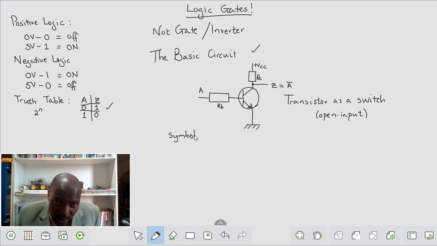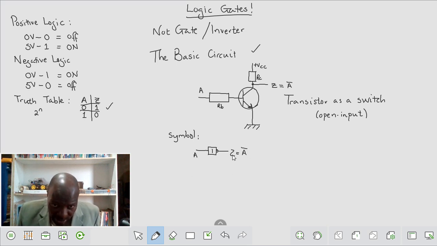The symbol, sometimes it's not practical to always be drawing our actual circuits, and sometimes the circuit is a little bit more complex than this. This is just a basic circuit. So the symbol is simply a what? An input into a buffer. This is a buffer, but we invert with a little 0 in front, so that our input A is inverted and our output is the opposite, bar A. Bar A means the opposite of what? Of A, the inverse of A.